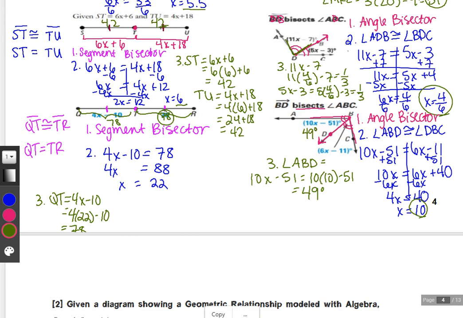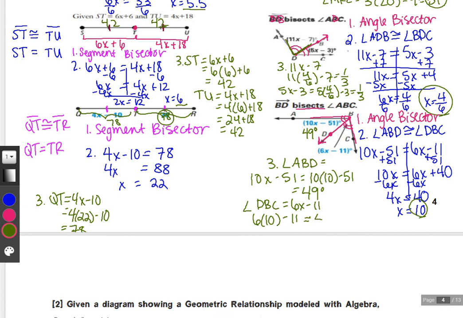Angle DBC equals 6x minus 11. So let's do 6 times 10 minus 11. So 60 minus 11 equals 49 degrees. So that checks out. So we know we've done our algebra right. So both of these angles here are 49 degrees.